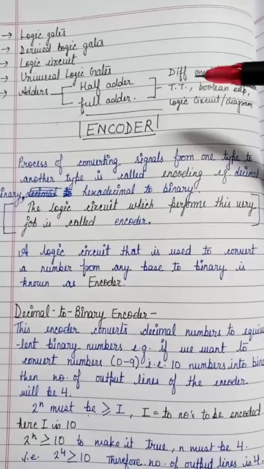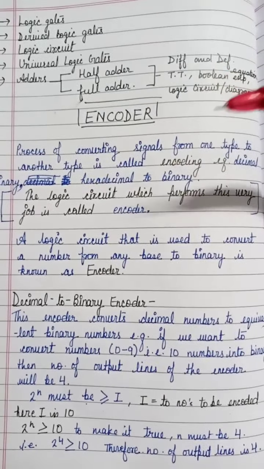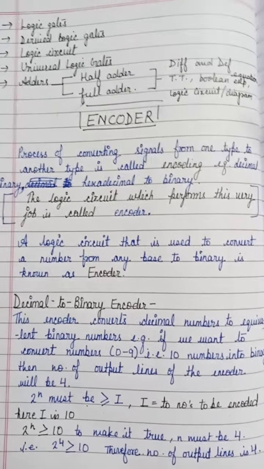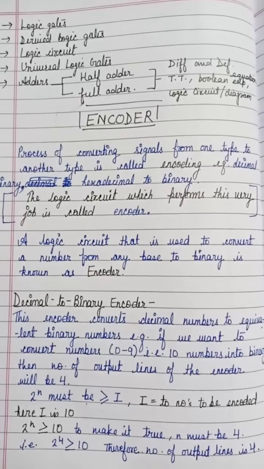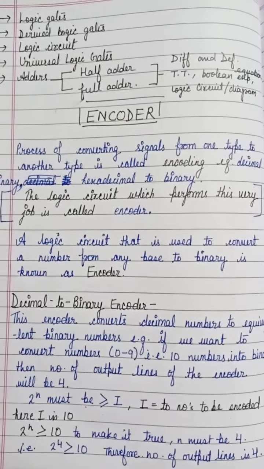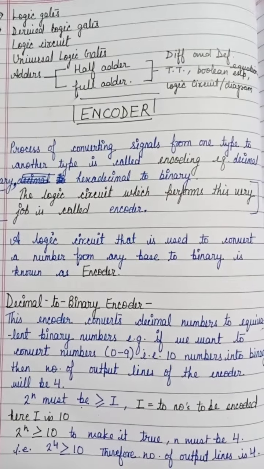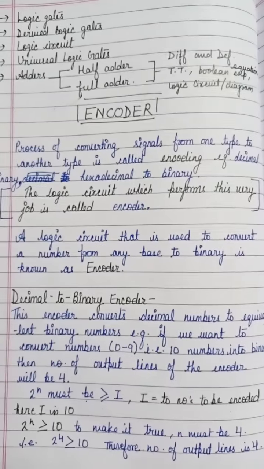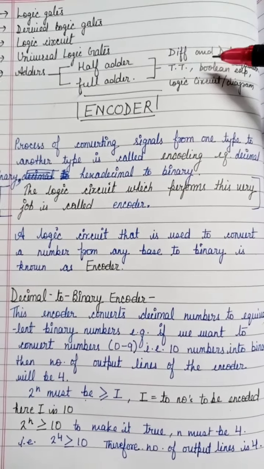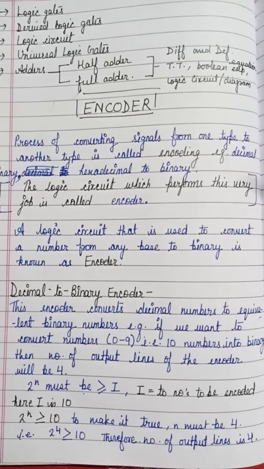Now today we will start with encoder. The process of converting one type of signal into another is known as encoding. And the logic circuit which performs this job is known as an encoder. So an encoder is a logic circuit which performs this conversion from one type of signal to another type of signal.